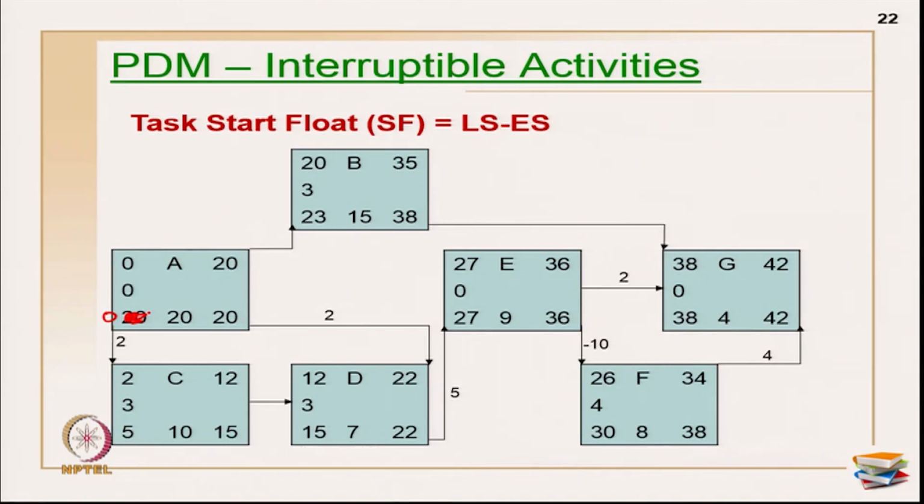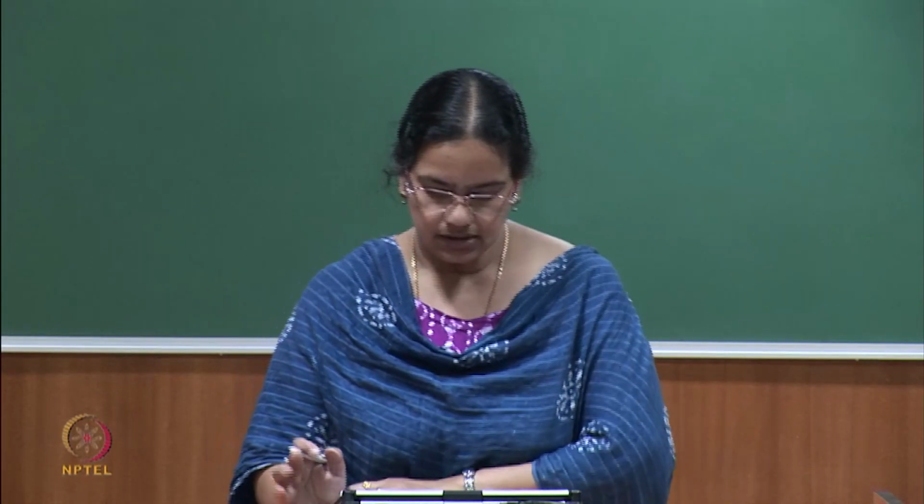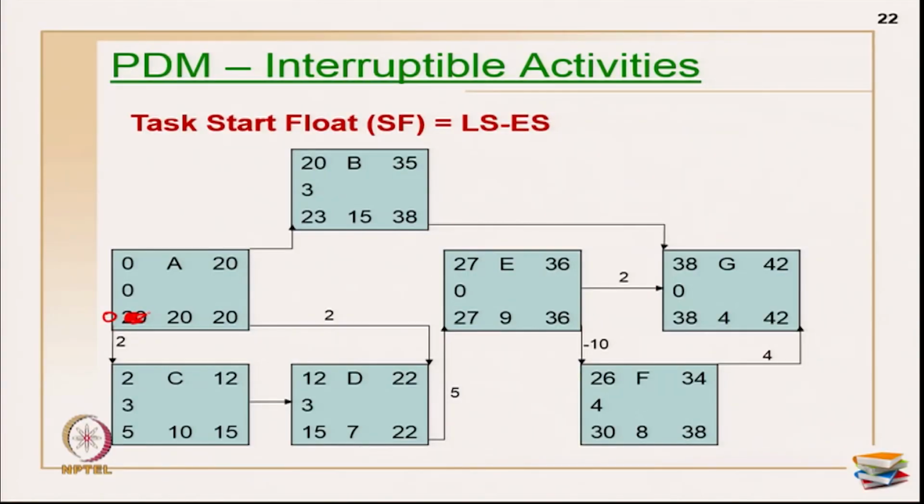Now, we will calculate the task floats. So far we have seen only the forward pass and backward pass. Now, the task floats. The first task float is the start float of an activity. It is primarily late start minus early start. Where am I representing the late start? Late start is here, early start is here. 0 minus 0 is 0, 23 minus 20 is 3, 5 minus 2 is 3, 15 minus 3 is 12. See, 15 minus 12 is 3, 27 minus 27 is 0, 38 minus 38 is 0 here, 30 minus 26 is 4.